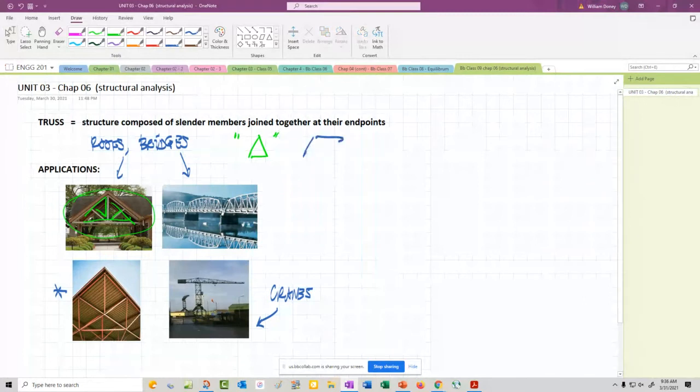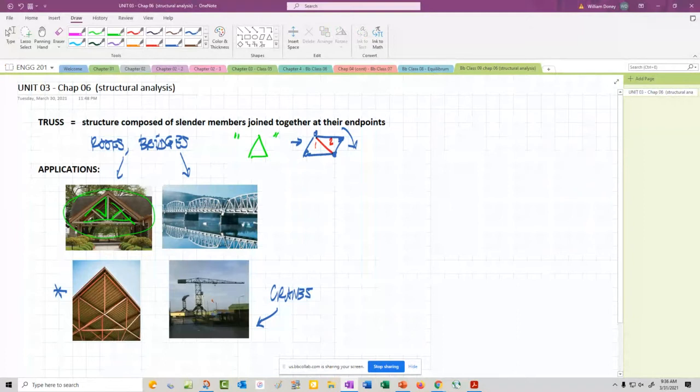If we try to build it with this shape, it wouldn't take much effort to tip that thing over and have it rotate. So to stop that, we have to add that middle piece. And there we go. We put it into triangles.